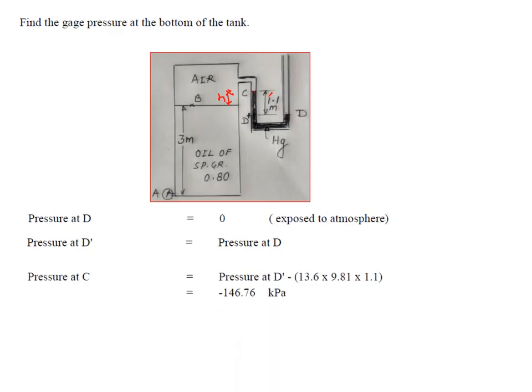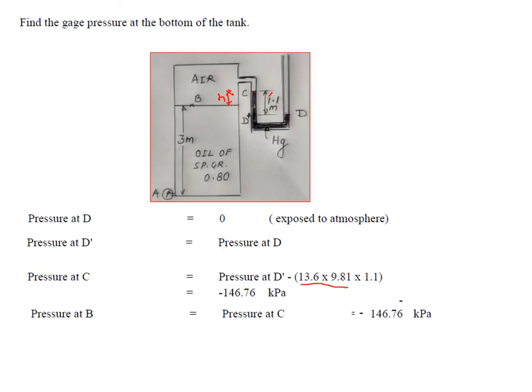Now the pressure at C is nothing but the pressure at D dash. As we move upwards, pressure decreases, so it is omega into H. Here it is mercury, so it is 13.6 into 9.81. If you multiply by 1.1, you will get the pressure at C, which is minus 146.76. You know that the pressure at B has to be equal to the pressure at C, which is nothing but minus 146.76, as I told you.